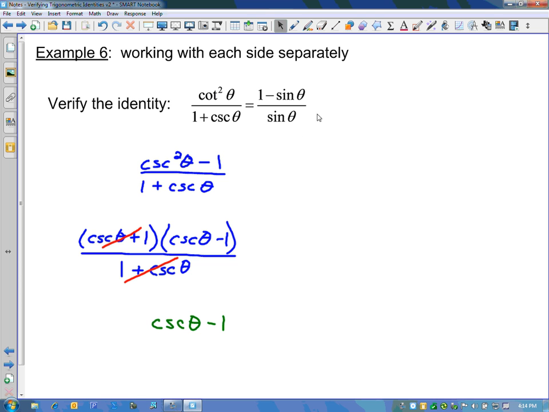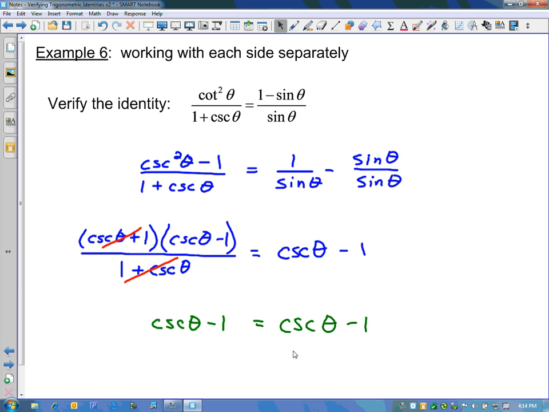I can do that because we have the monomial in the bottom. So I break it up into 1 over sine minus sine over sine. And then, of course, 1 over sine is cosecant. Sine over sine is 1. So we get exactly what we're looking for, which is cosecant theta minus 1. So the left and right side both simplify to the same expression, so the identity is verified.